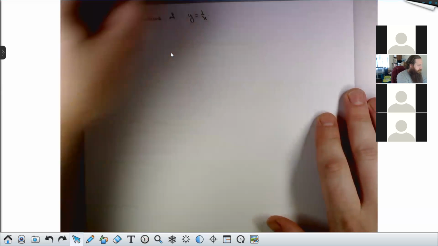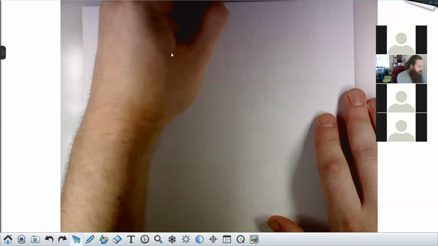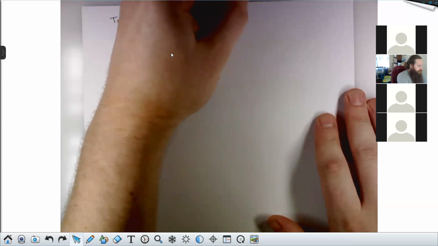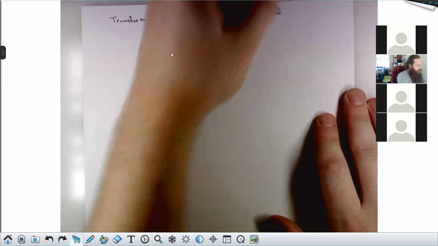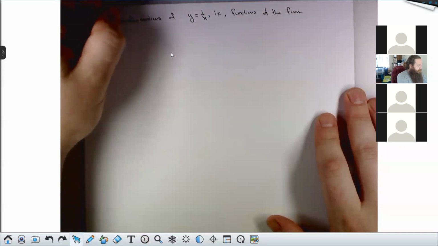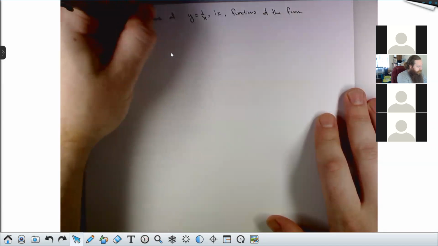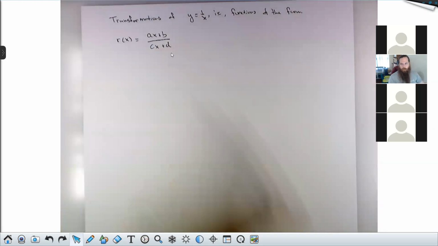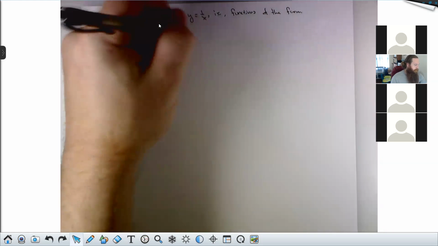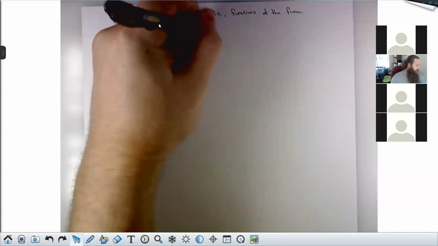These are functions, i.e. functions of the form r of x equals ax plus b over cx plus d. Any function that can be written this way is actually a transformation of 1 over x. So some combination of shifts and stretches and stuff like that. These have a special name in complex analysis for those who are interested in complex numbers. These are called Mobius transformations. Don't impress your next math teacher.